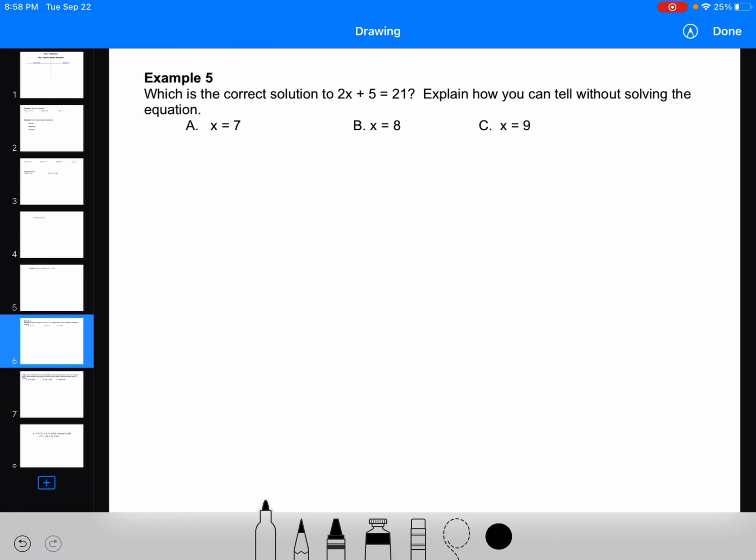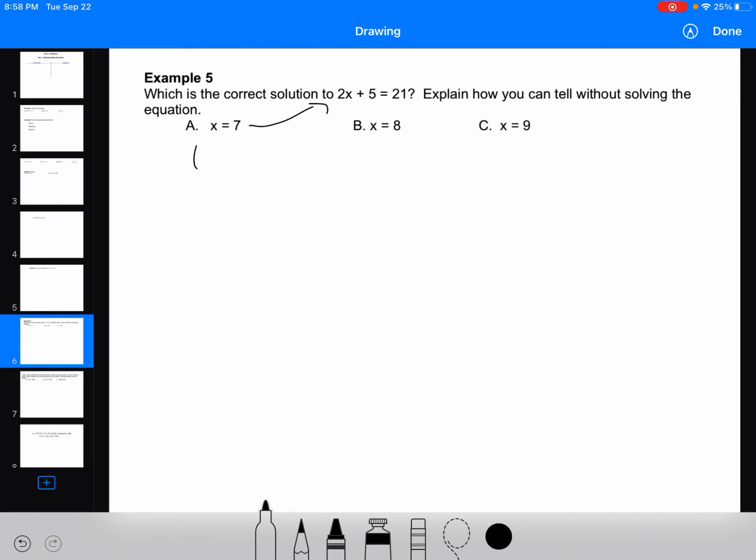All right, another question could be like, which of these is correct? Well, to find out which of these is correct, you could do it a bunch of different ways. You could do a formal check, you could solve, you could just substitute in and figure it out that way. So we're doing it without solving the equation. So what I'm going to do is I'm just going to substitute these numbers in.